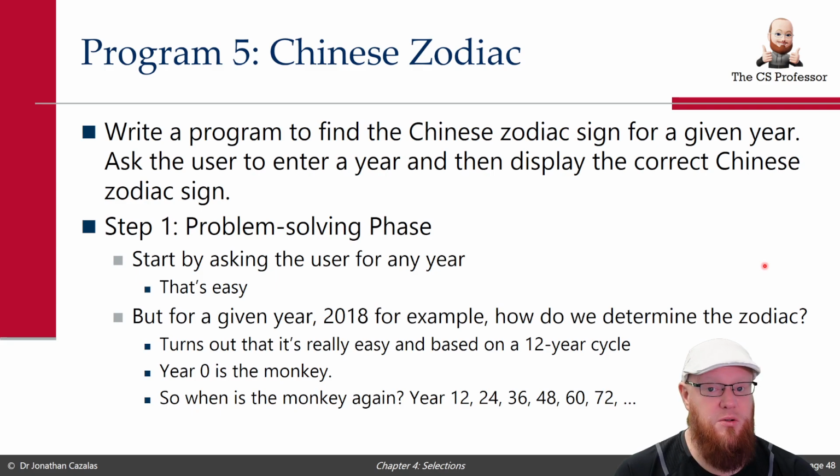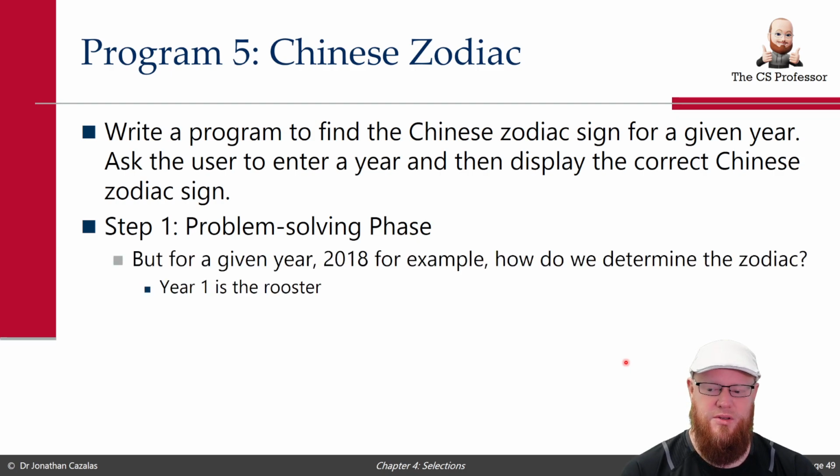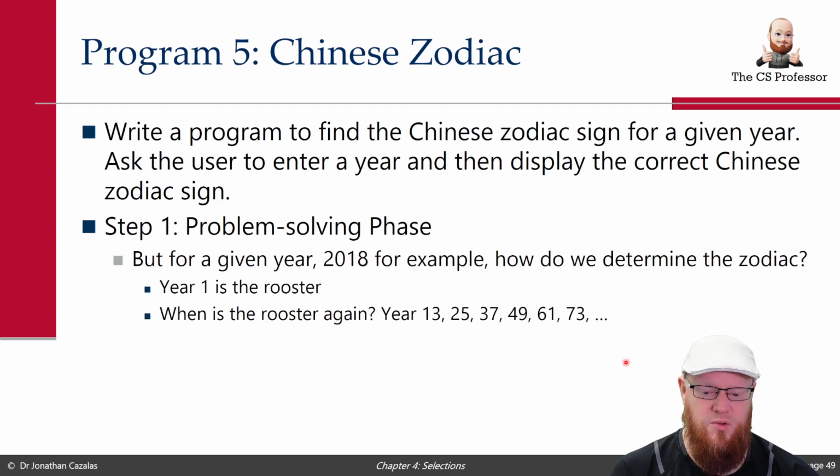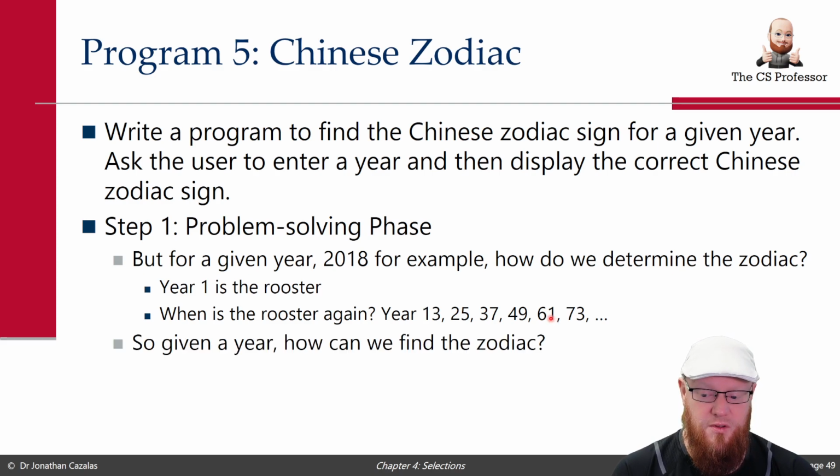So year 0 is the year of the monkey. When is the next year of the monkey? Year 12. When's the next year of the monkey after that? 24, 36, 48, and so on. So what does that mean for us? Year 1 is the year of the rooster. When's the next year of the rooster? Year 13, add 12, 25, add 12, 37, 49, 61. These are the years of the rooster.